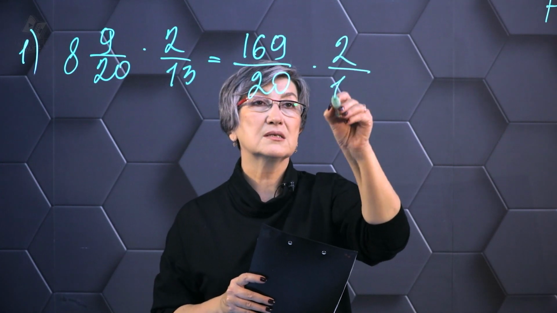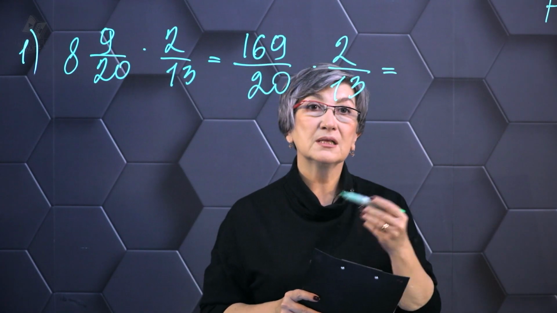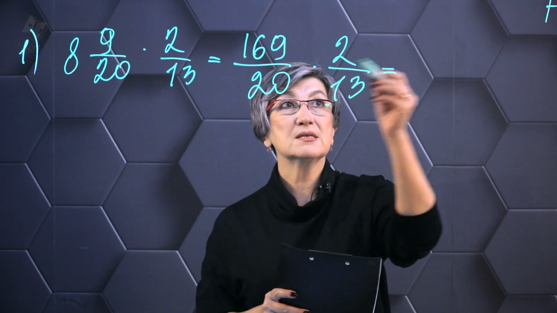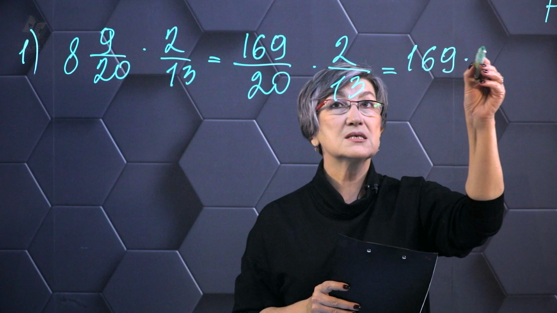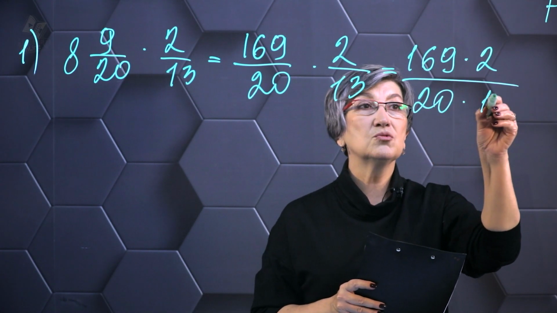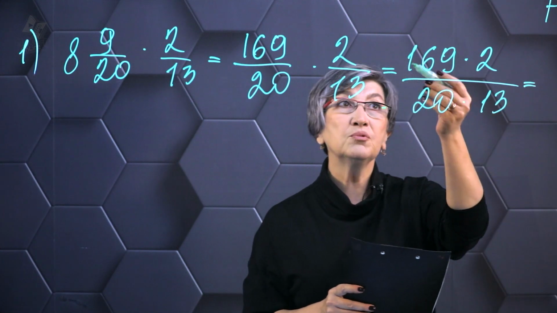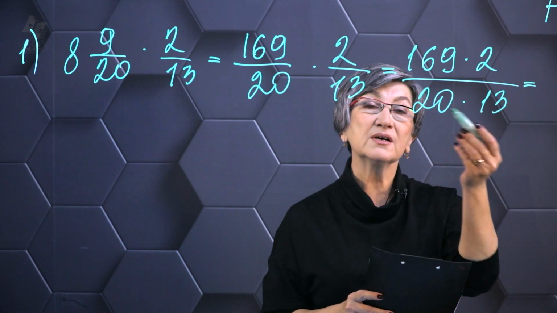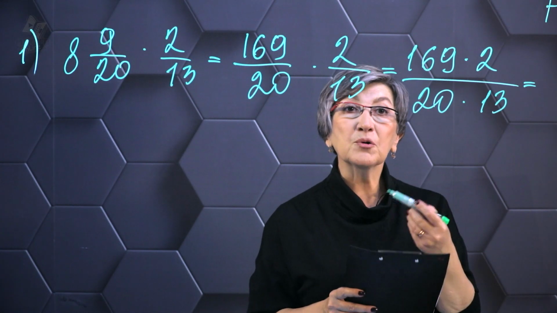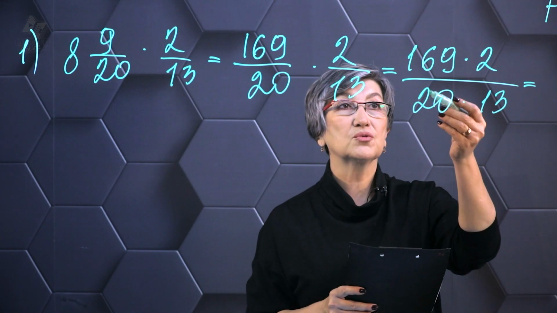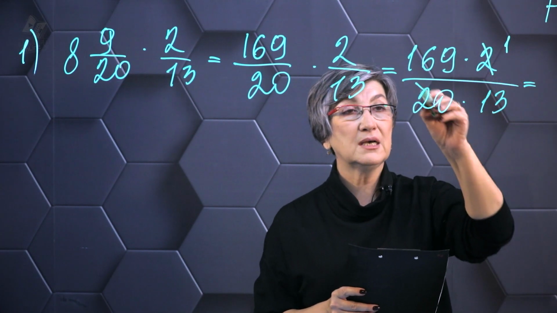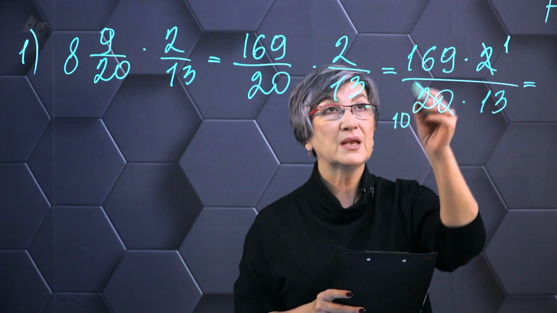Next. We have gotten two fractional numbers. In order to multiply them, we need to multiply the numerator by the numerator and multiply the denominator by the denominator. I write 169 times 2. In the denominator 20 times 13. But I'm not going to multiply 169 by 2 and 20 by 13 because I'll get bigger numbers. So I'm going to try to reduce. So what do I see? 20 and 2 divided by 2. 2 divided by 2 would be 1, and 20 divided by 2 would be 10.